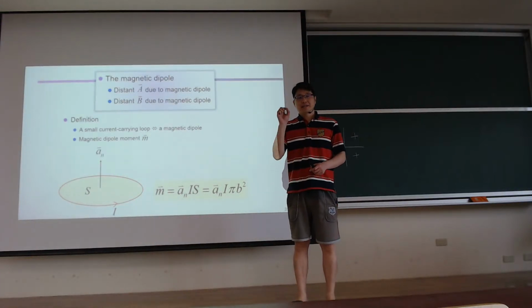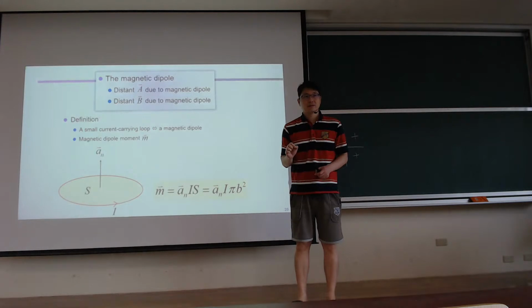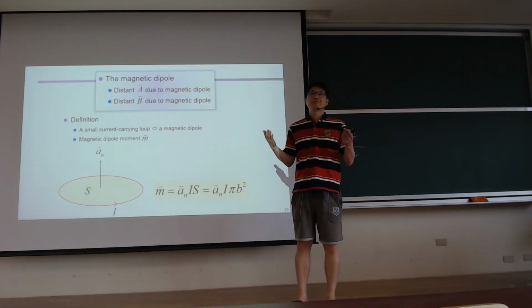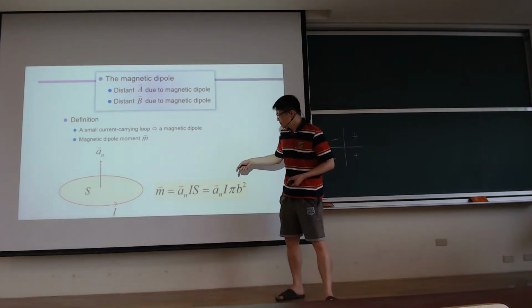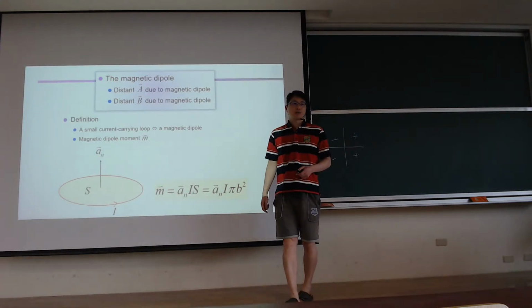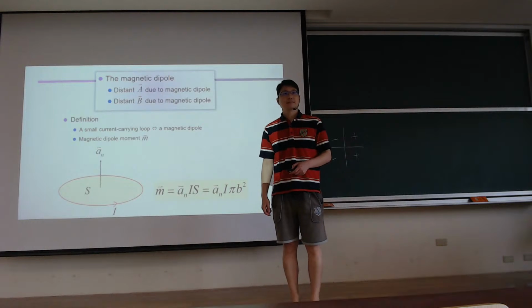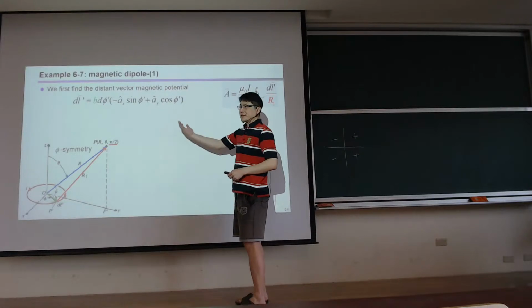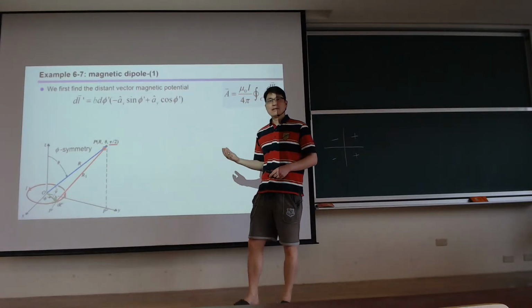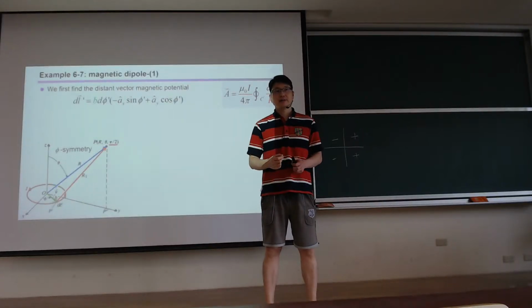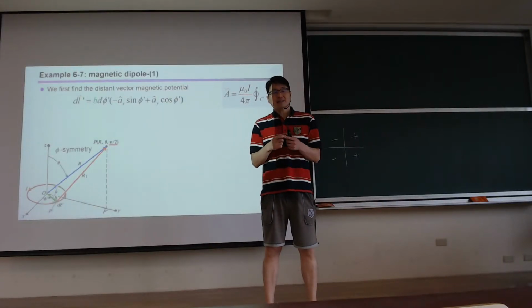Okay. So magnetic dipole is also a vector. Its direction is determined by your current direction, and the quantity is defined by the current it conducts and the surface area. Now we have complete information. Okay? Let's try to find out the vector magnetic potential of a magnetic dipole.